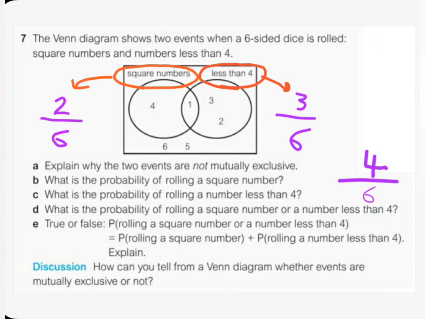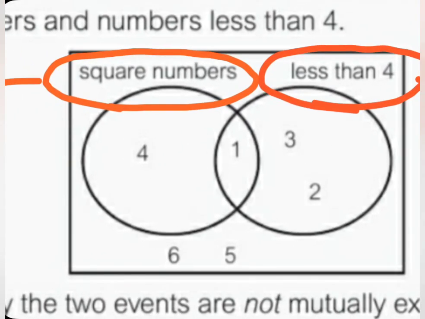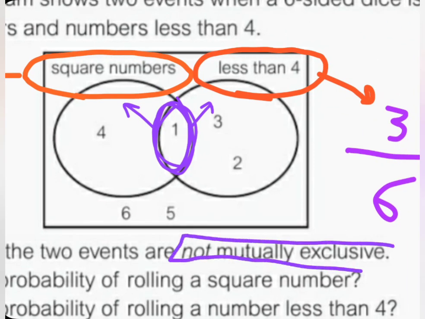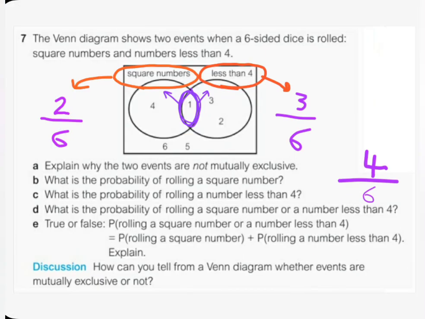Now, discussion. How can you tell from a Venn diagram whether events are mutually exclusive or not? How can you tell from this diagram if these events are mutually exclusive or not? Very good. I take a look at the middle. If I find something in the middle here, it means that they are sharing this number. And because they're sharing, it means they happen at the same time. And because they happen at the same time, they're not mutually exclusive. I hope you understood the idea. And this is how you answer a question like this.